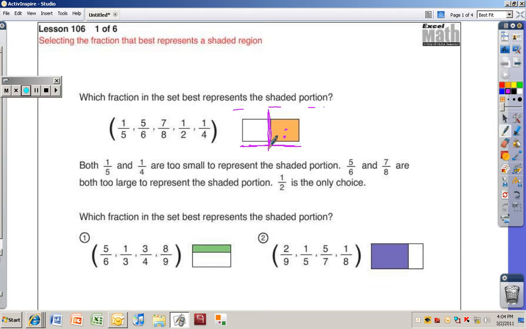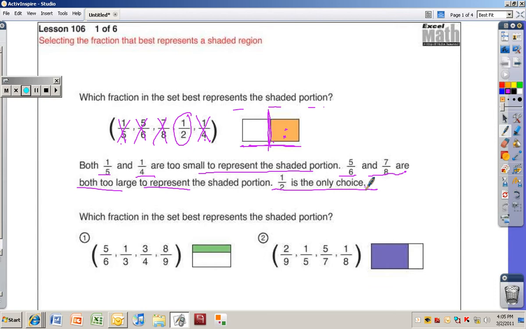So again, this one looks like it's a half. 1/5 is smaller than a half. 5/6 is greater than a half because 3/6 would be a half. 7/8 is greater than a half because 4/8 would be a half. Here's a half, and then 1/4 is smaller than a half because 2/4 is equal to a half. Both 1/5 and 1/4 are too small. 5/6 and 7/8 are too large. So 1/2 is the only good choice there.